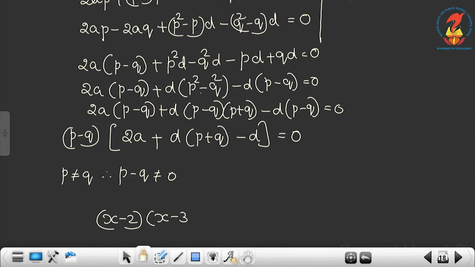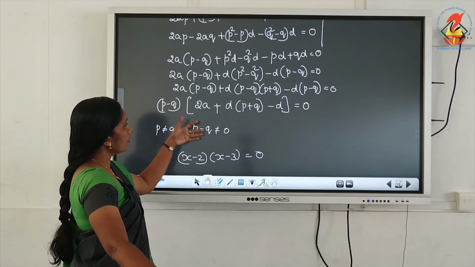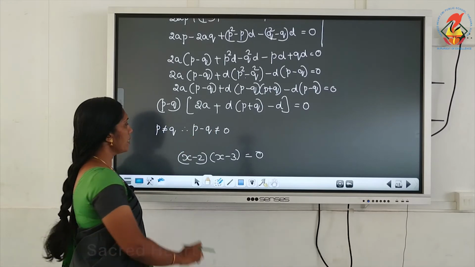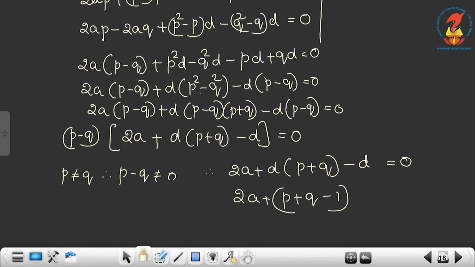If the factors are like this, children, we have to equate each to 0. So p and q are different means this cannot be 0. p minus q cannot be 0. Now which is 0? This bracket is 0. Therefore 2a plus d into p plus q minus d equals 0. d if we take outside, can I write like this? Okay. Now we can stop here.